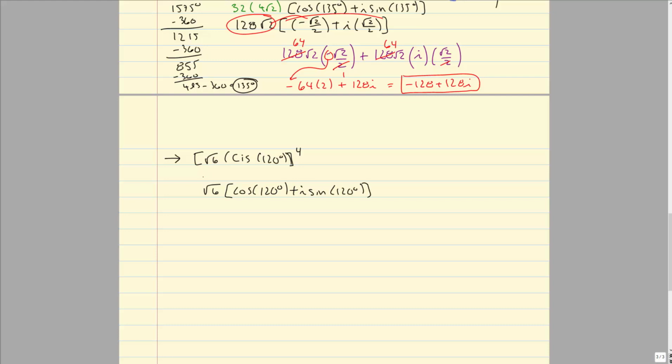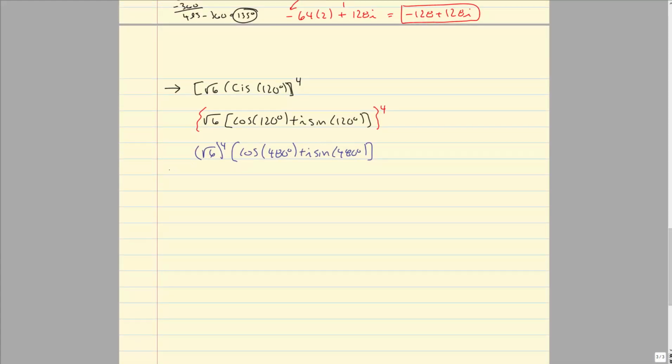And again, curly braces because all of this is raised to the 4th power. So this is going to look like root 6 to the 4th, cosine of 120 times 4, which would be 480 degrees, plus i sine of 480 degrees. Now root 6 to the 4th would be root 6, root 6, root 6, root 6. This would be the square root of 36, or just 6 eventually. So this boils down to just 36.